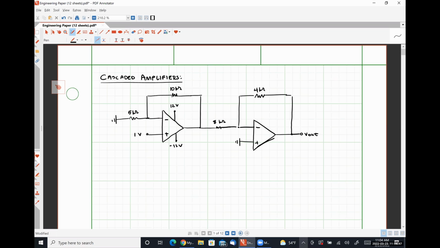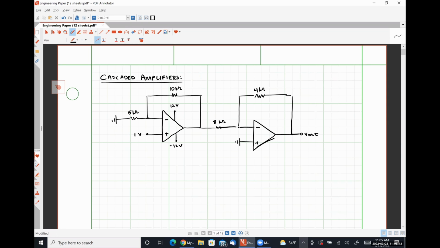So there are two ways that we can analyze these circuits. And the first way that I'm going to talk about is definitely the hard way. And it is effectively what we should do if we don't recognize what it is that we are looking at, okay? So what I'm going to do is I'm going to label my nodes here, okay?